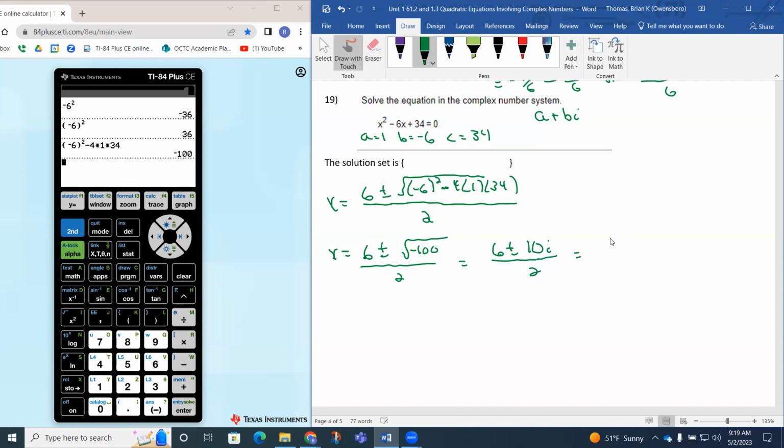Then we want to separate this into 2 fractions, 6 over 2 plus or minus 10i over 2. So 6 divided by 2 would be 3. We have this plus or minus, and 2 does go into 10 five times, so that would be 5i. So 3 plus or minus 5i would be the answer. You can put that in a set of parentheses, or you can separate it as 2 different values, 3 plus 5i, comma, 3 minus 5i. That would be your 2 solutions for question 19. And notice that neither one of those is actually a real value. These are what we call complex numbers. To be a real value, the imaginary unit cannot be present.